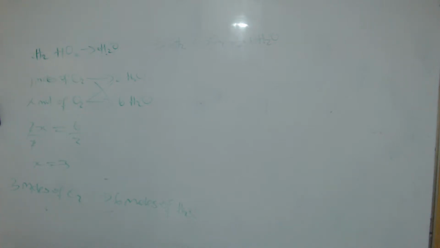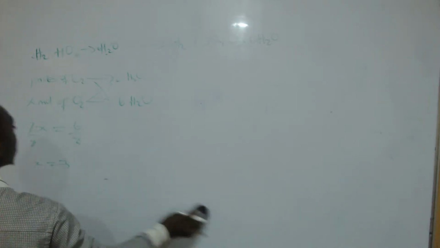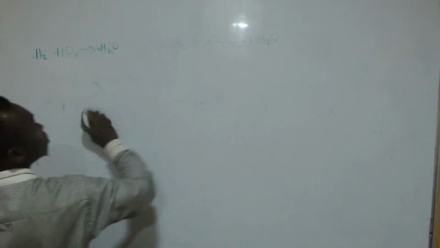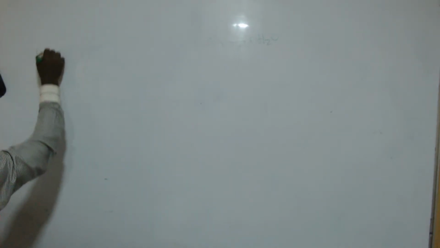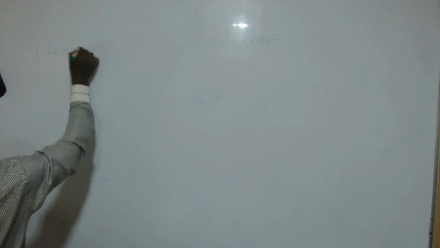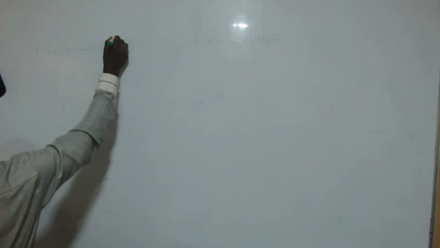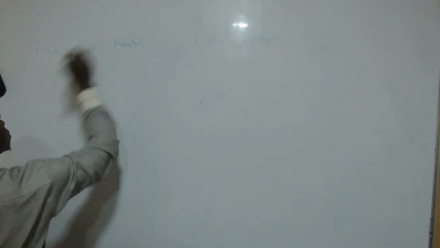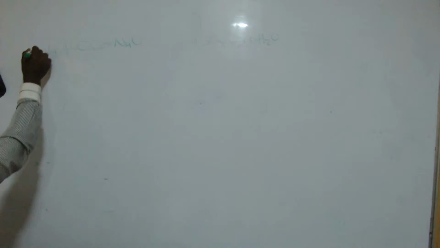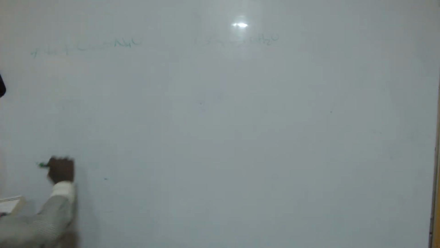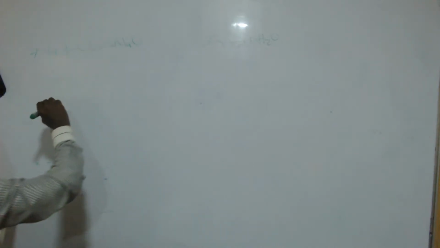Sodium combines with oxygen as follows. Sodium plus oxygen to give you sodium oxide. So you have this sodium oxide. You have 4 atoms there. You have 2 atoms here.